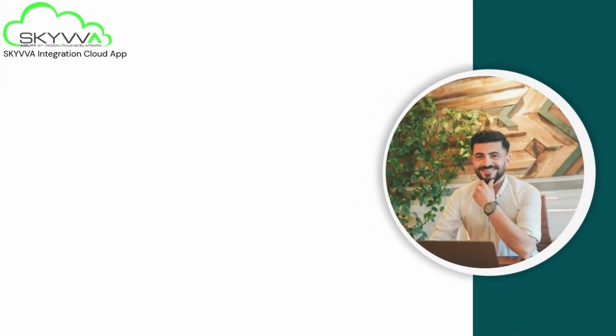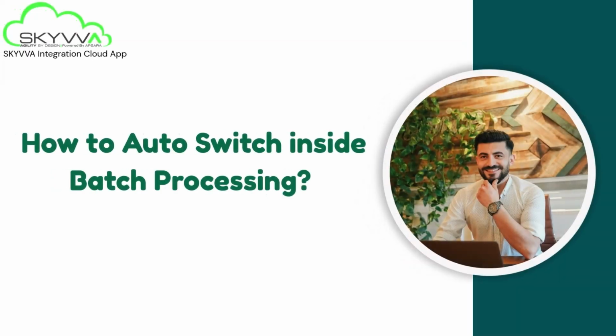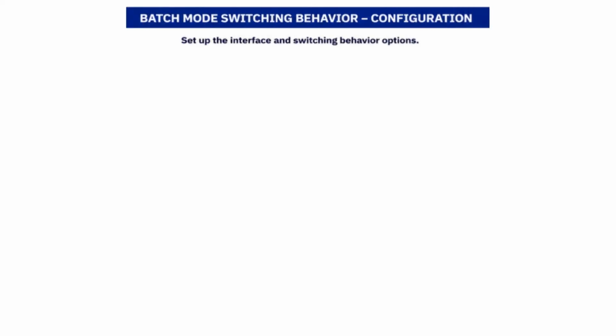Hello guys! In this video, you'll learn how to auto-switch inside batch processing. Introduction. We have 3 diagrams to explain in this video. This series of diagrams explains how SKYVVA batch mode switching behavior works when processing inbound records. It shows how SKYVVA receives records, creates batch packages, detects when only a small number of records remain, and automatically changes the processing method based on the configured switching behavior.